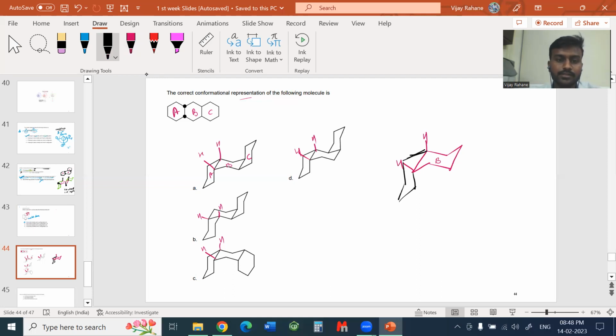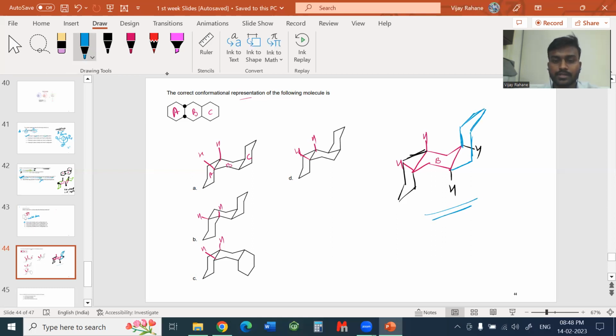For the C ring, see here this hydrogen is not given. It means the hydrogens are downward, right? Here they have not given anything, which means hydrogens are downward. Here also hydrogen is downward, and the remaining ring will be like this. So this carbon will be like this, and the remaining part of the ring will be like this.